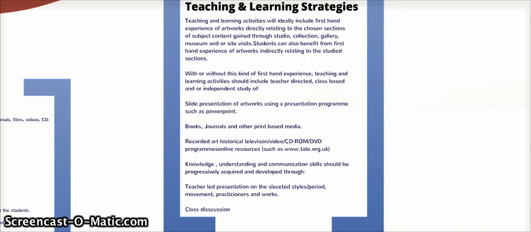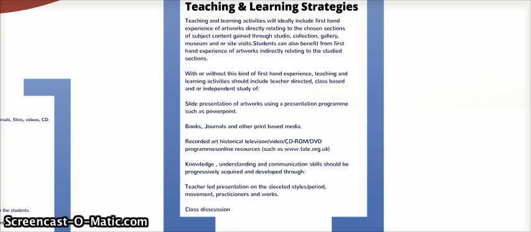Now to look at teaching and learning strategies. Teaching and learning activities will ideally include first-hand experience of artworks directly relating to the chosen sections of subject content gained through studio, collection, gallery, museum and/or site visits. I myself have been to see various artworks in museums in the past, and I will show students postcards, calendars and photos of these visits.